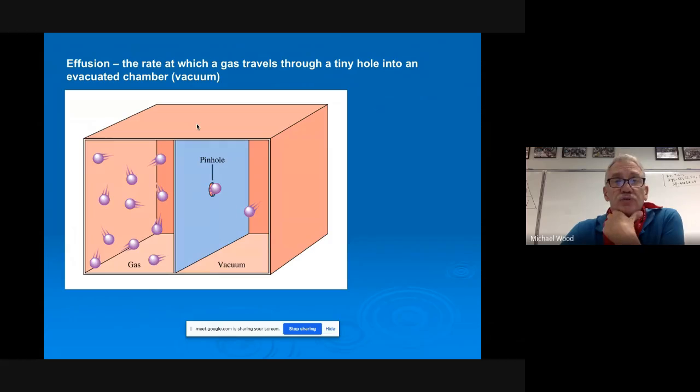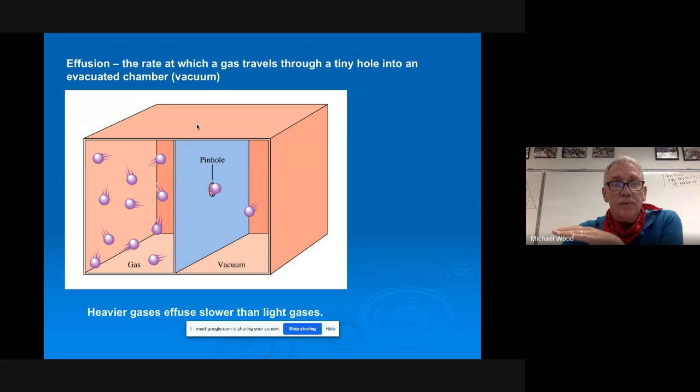Okay, and then effusion is a little bit different. It's the rate at which a gas travels through a tiny hole into an evacuated chamber. Kind of a strange thing. They actually use this, I'll show you in a slide. This is how they enrich uranium. They find the uranium that can be used for nuclear energy or nuclear weapons. I'll talk about it in a second, but they use this principle of effusion. So this is what effusion is, the definition. It's a little bit different than diffusion.